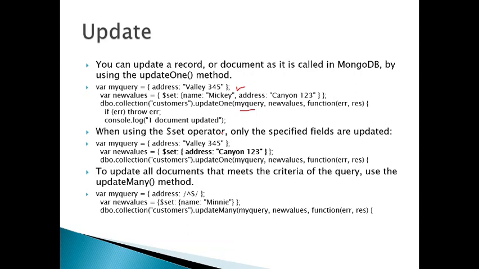Update one. If you want to update all the documents, you will use update many. So you have two methods: update one will update one document, and update many will update all the values it finds. For example, all the addresses that start with letter S will be updated with the name Mini.